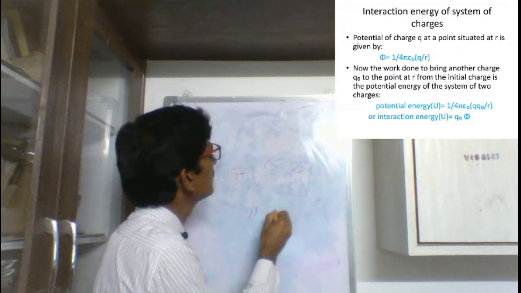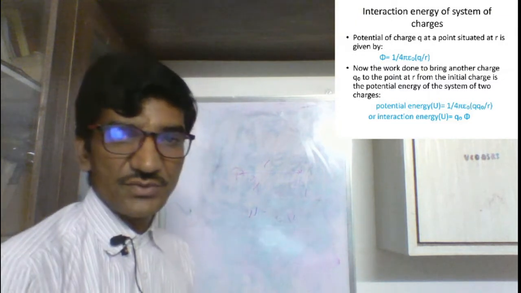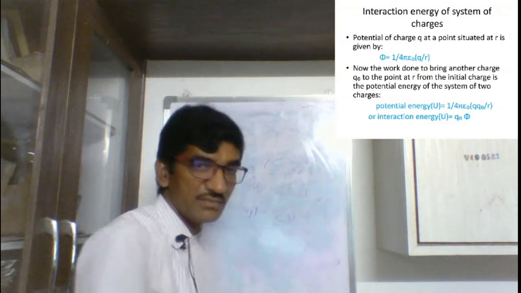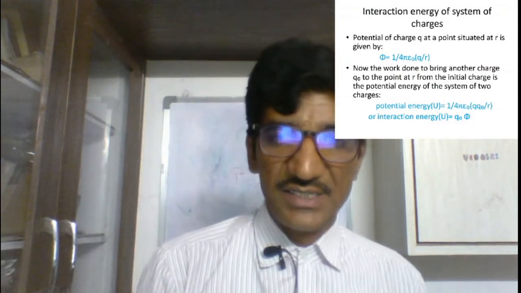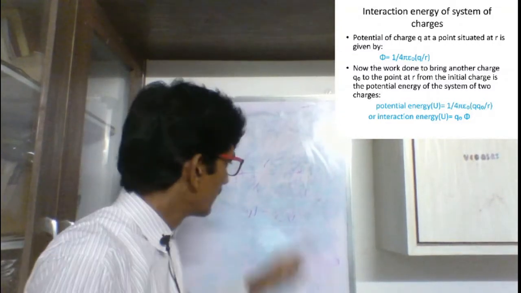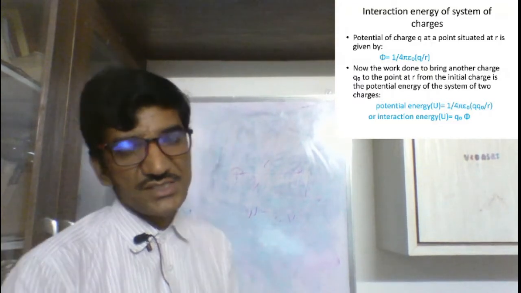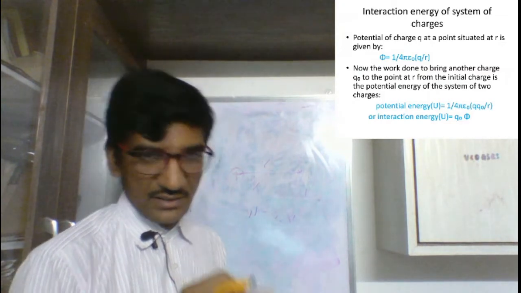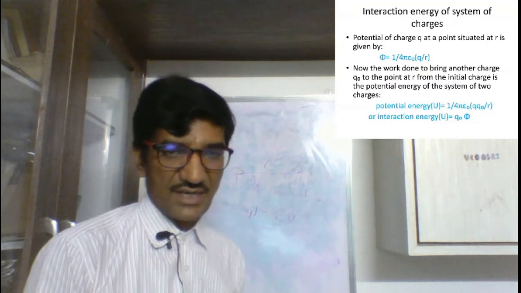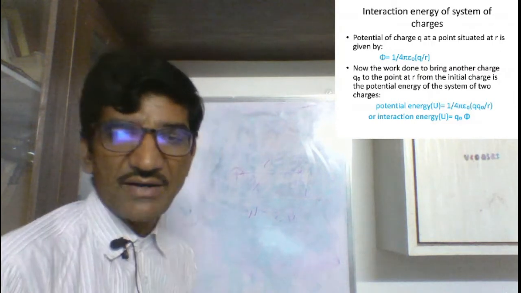W is equal to Q2 phi 1. This work will be stored in the system as an interaction energy. Similarly, if you are having more than two charges, every time you have to take two charges into consideration in order to find the interaction energy. Then you will get the general expression for the interaction energy of the system.